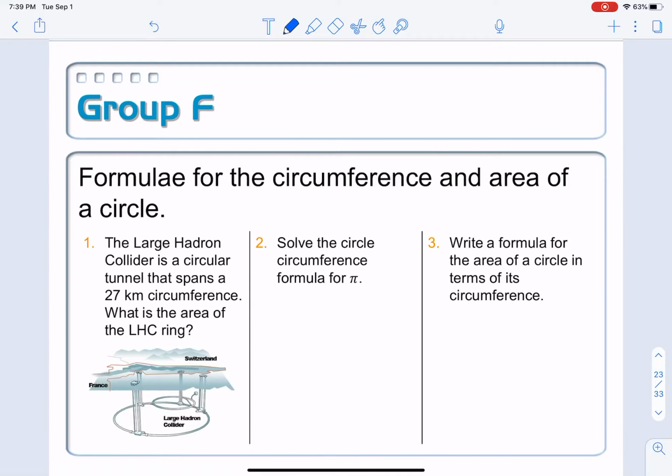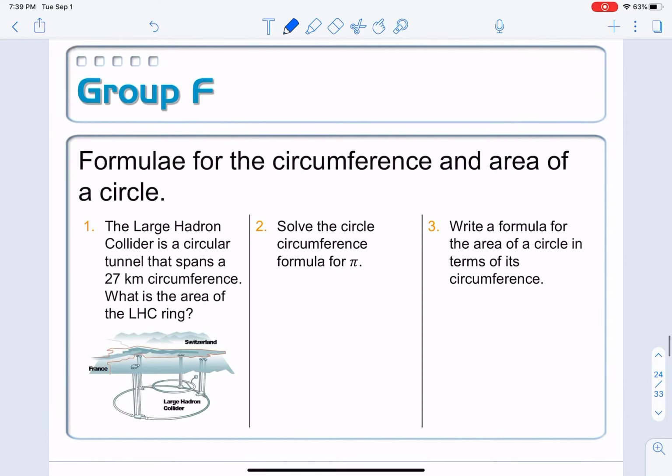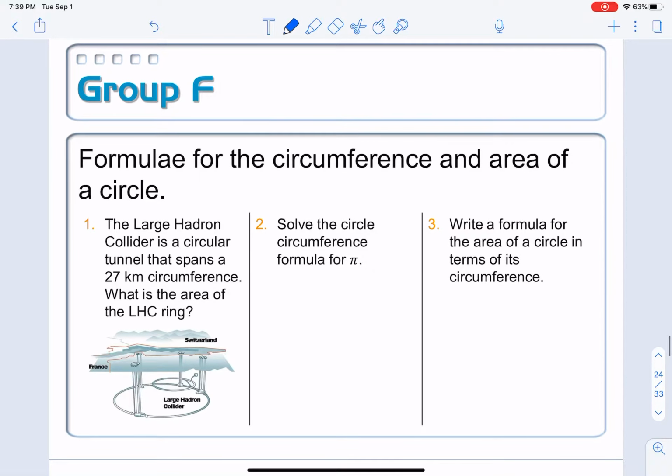All right, we're back with our circles here. Circle stuff. And on number 2, we're solving the circle circumference formula for pi. There are 2 of them, but I am going to start with the pi times d formula.